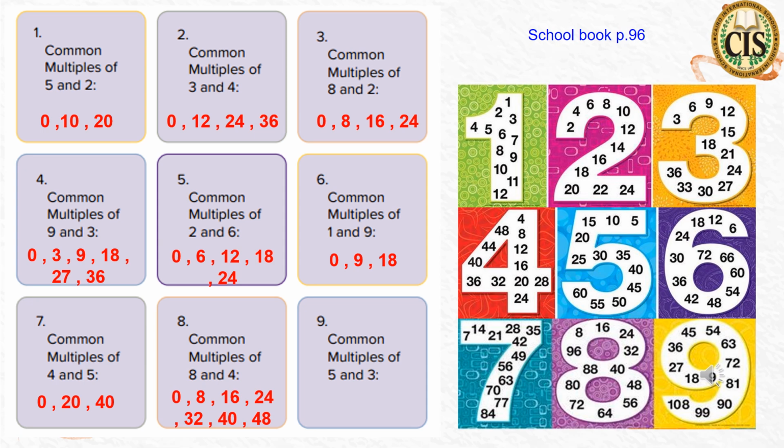Number 8, common multiples of 8 and 4: 0, 8, 16, 24, 32, 40, and 48. Number 9, common multiples of 5 and 3: 0, 15, 30. So, to answer these, you must know the multiples of each timetable.